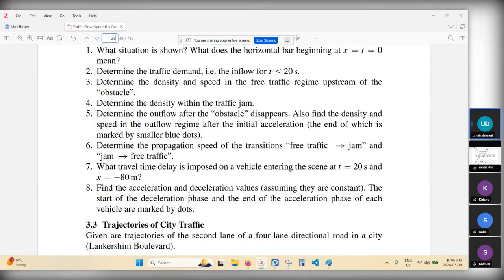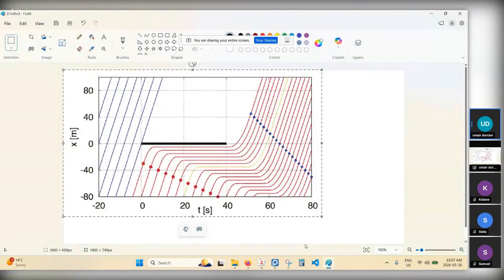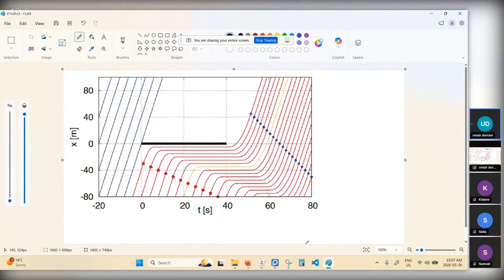So, what travel time delay is imposed on a vehicle entering the scene at t equals 20 seconds and x equals negative 80 meters? So, negative 80 is right here. So, this is the location, and t equals 20 seconds is here. So, you're essentially looking at this trajectory. And for this trajectory, the question is, what is the travel time delay?